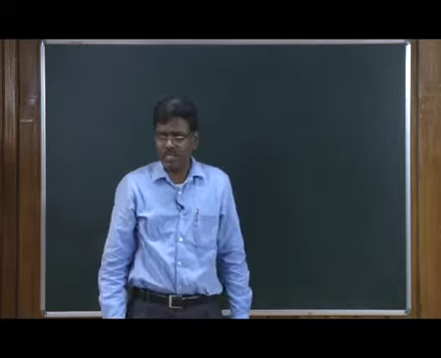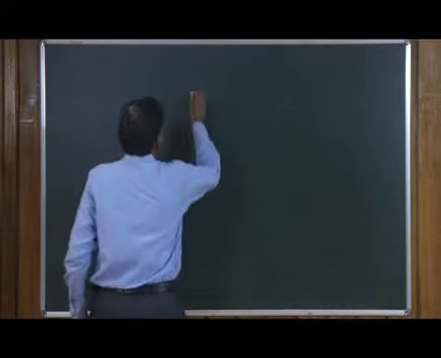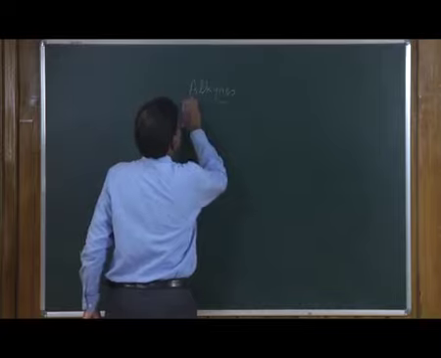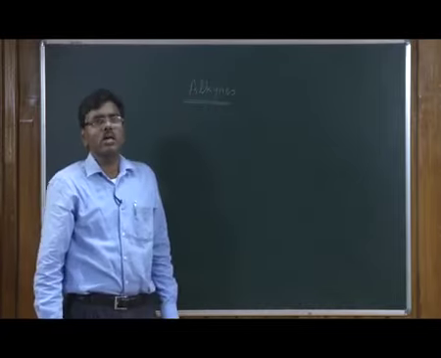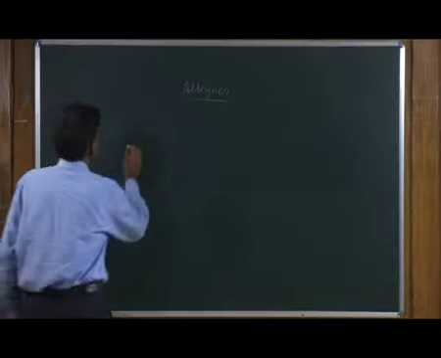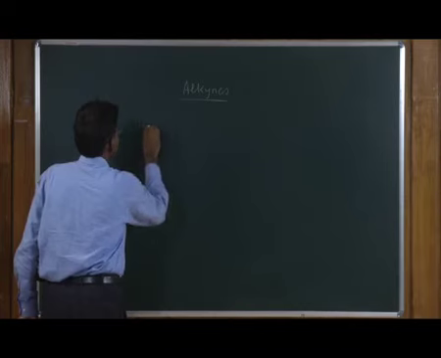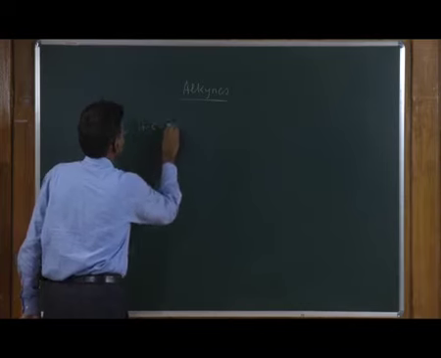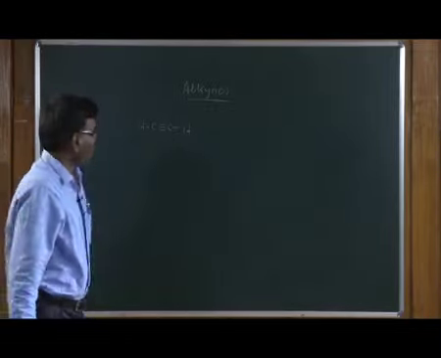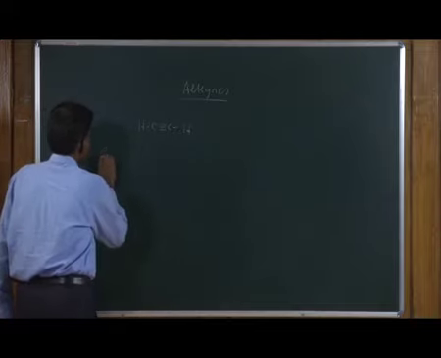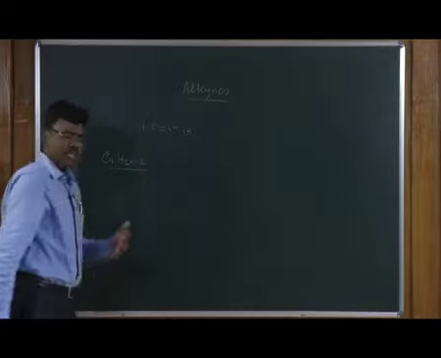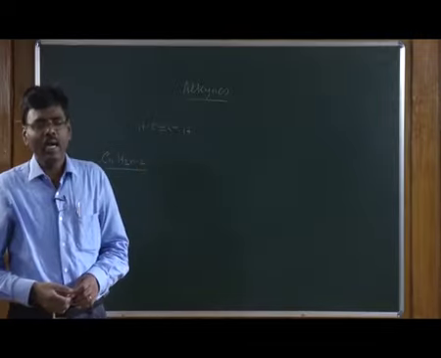In this class, we will study about alkynes. Alkynes are hydrocarbons that contain at least one carbon-carbon triple bond. Example, ethyne, and they have general formula CnH2n minus 2. In the previous classes, we have seen about alkanes, alkenes.